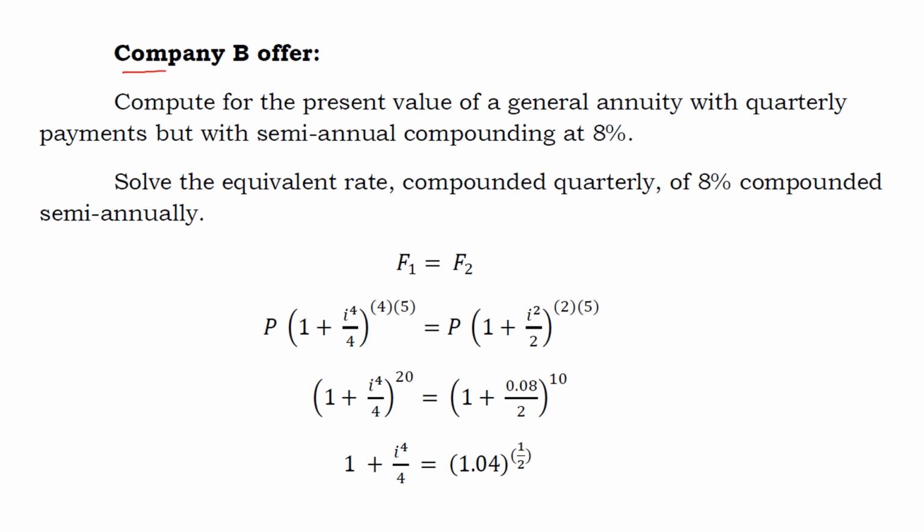So for the company B offer, let us compute for the present value of a general annuity with quarterly payments but with semi-annual compounding at 8% as the rate of interest.